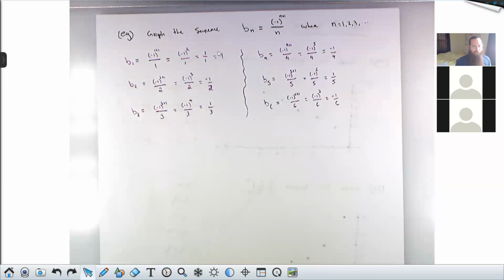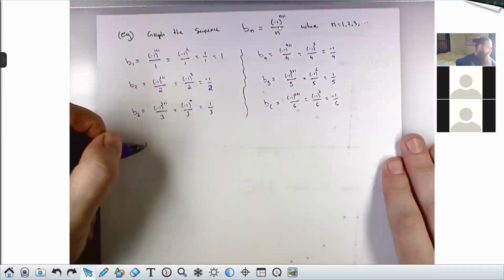And what you notice is that some of them are positive and some of them are negative. In fact, every other term, you flip sign. Goes positive, negative, positive, negative, positive, negative. That's coming from the power of -1, right? Powers of -1, -1 to the n, -1 to the n plus 1, whatever. They alternate between being positive and being negative.